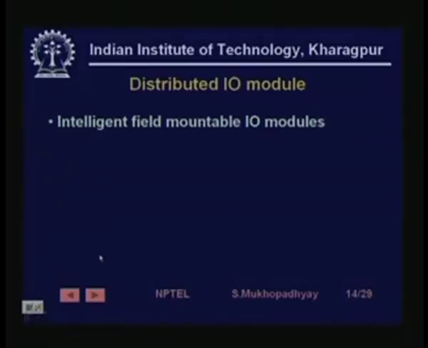Then you have a different kind of I/O module, which is called distributed, or sometimes remote, I/O modules. These are actually intelligent field-mountable I/O devices. You actually put the I/O module right there on the machine, and from there you draw a wire, or you connect it to a network, or you take an input output concentrator and connect several local distributed I/Os, and then make one digital communication back to the PLC.